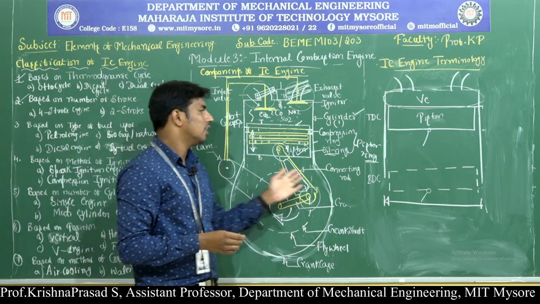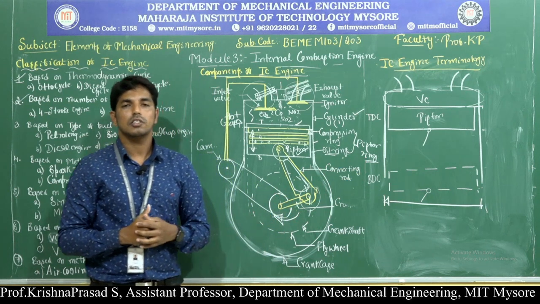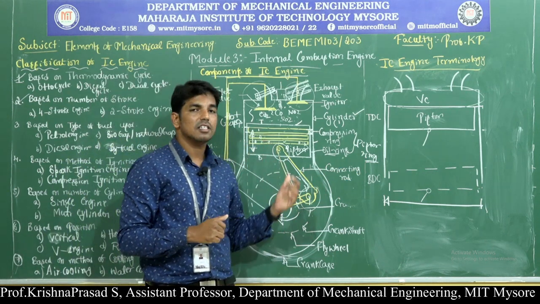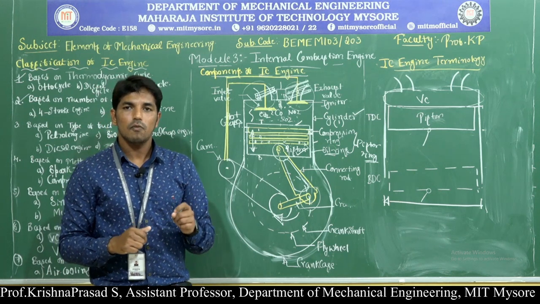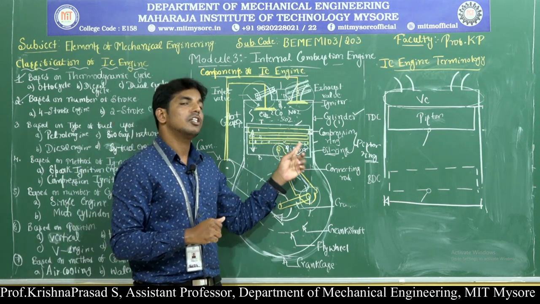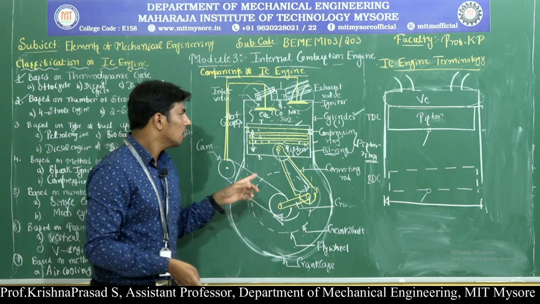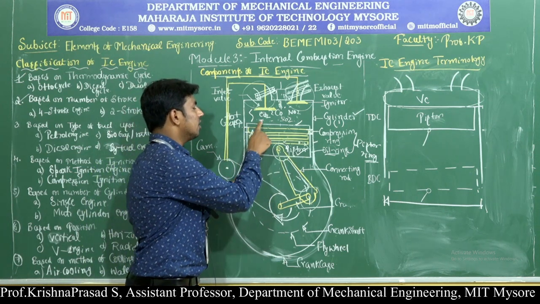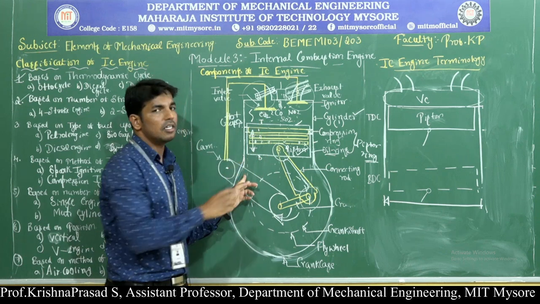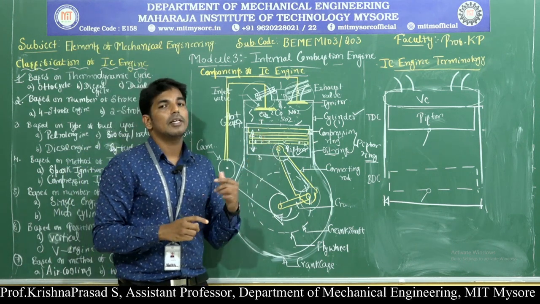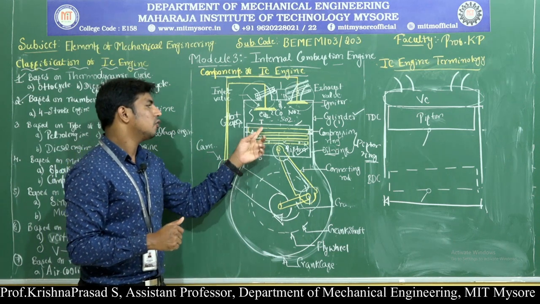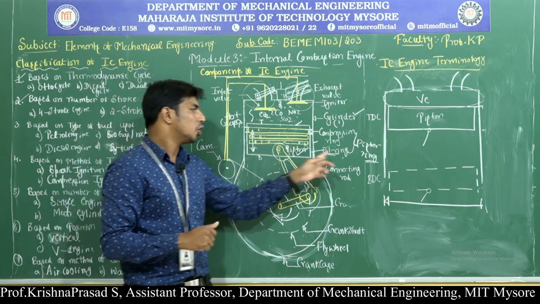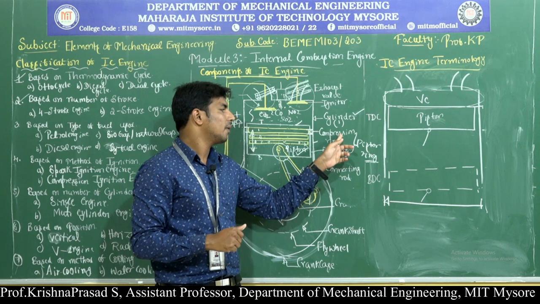Next, the third one is called the piston ring. So what are the piston rings? The piston rings are metallic rings inserted into the circumferential grooves provided at the top end of the piston. Observe here, this is the piston, this is called the top end, this is called the bottom end. Here the piston rings are inserted into the circumferential grooves provided at the top end of the piston.